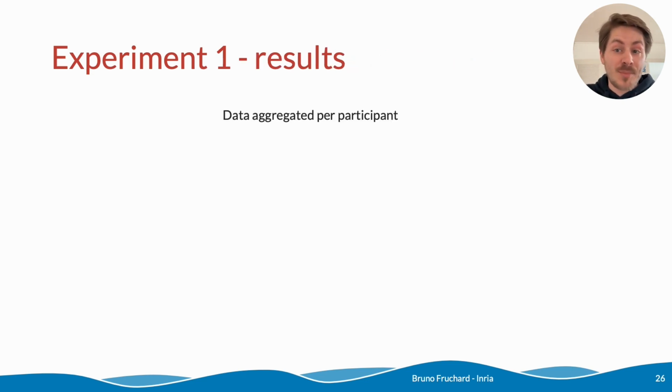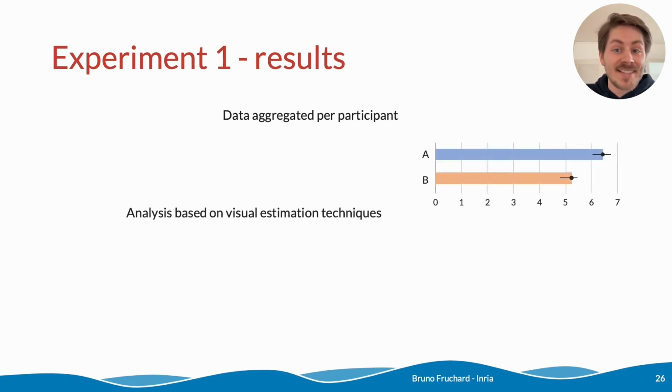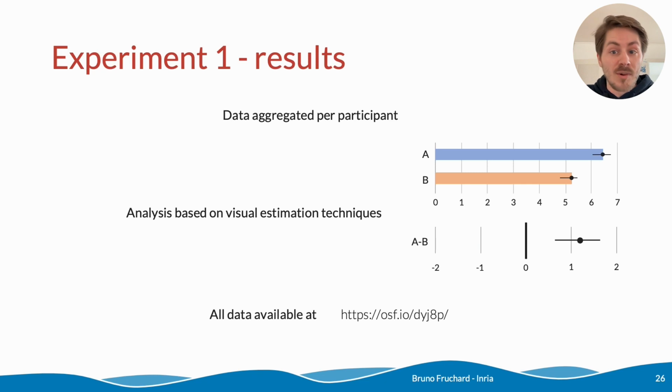We aggregated data per participant and used error bars representing 95% bootstrapped confidence intervals. We used visual estimation techniques to estimate significant differences. The idea is that based on two data groups, we compute the mean of the differences between data points along with confidence intervals. The smaller the confidence intervals are and the larger the distance is to the zero line, the more evidence exists of a significant difference. All data are available online to support replication and reproducibility.